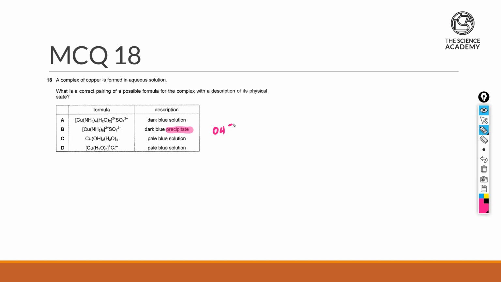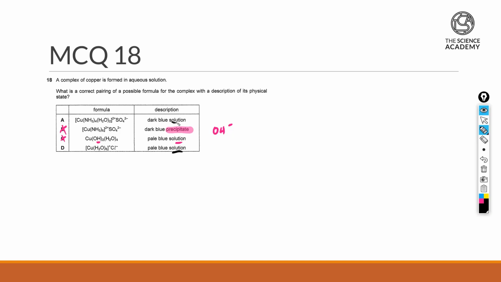Now for the case for B, this is wrong. You can see that in the formula of the cation of a hexaammine copper 2+ cation, there is the absence of hydroxide, and therefore it should not have been a precipitate. But for the case of C, you do have hydroxide, but yet the term solution is used instead. So both B and C are eliminated. Now we're left with A and D, and both suggested that it was a solution.